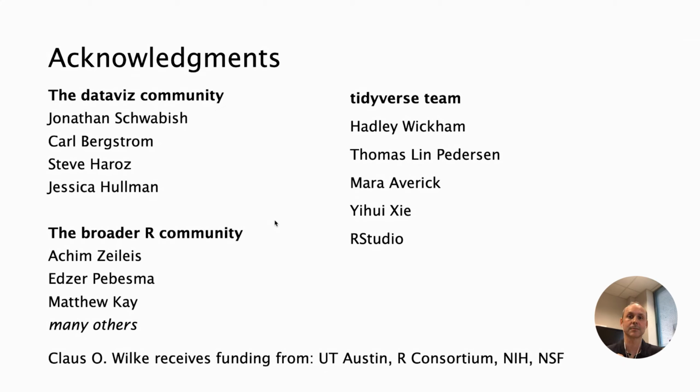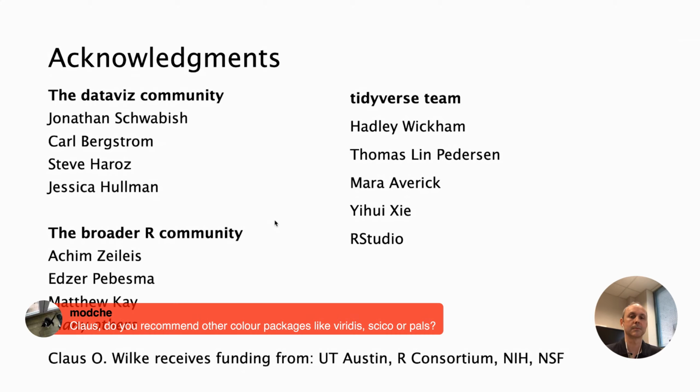Okay. Well, then related, a great follow-up then is, can you recommend other color packages like Viridis, Psycho, or PALS? So Viridis and Psycho, they're actually 3 very different things, if I remember PALS correctly. So Viridis and Psycho, they both have, the intent is to have carefully designed color scales. Sorry, I need to be correct in my wording.